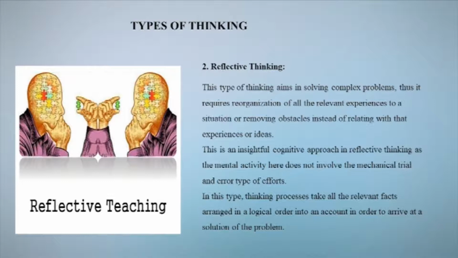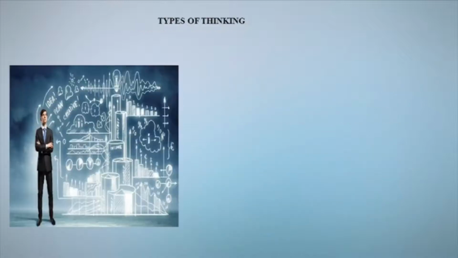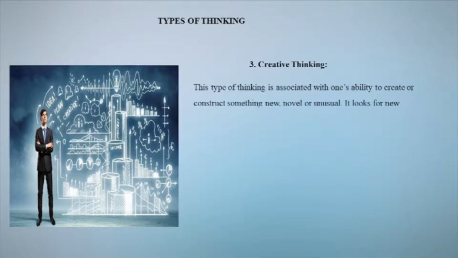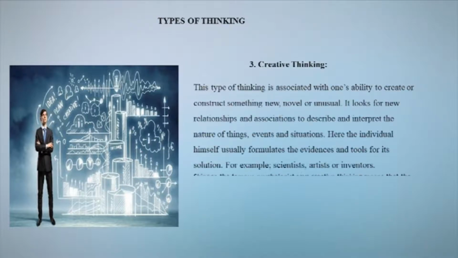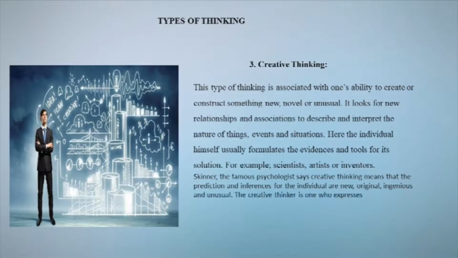In this type, thinking processes take all the relevant facts arranged in a logical order into account in order to arrive at a solution of the problem. Creative thinking. This type of thinking is associated with one's ability to create or construct something new, novel, or unusual. It looks for new relationships and associations to describe and interpret the nature of things, events, and situations.